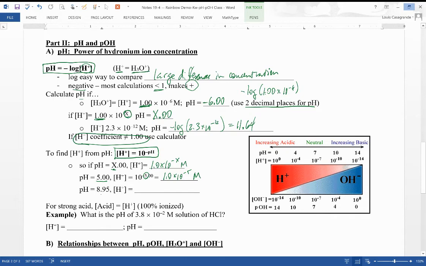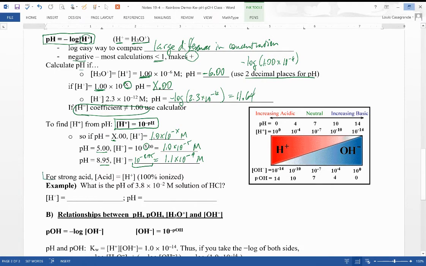If the pH doesn't have a 0.00 there, then again, we can't leave this as 10 to the negative 8.95. That really doesn't mean anything to us. You've got to do the math on this one. So set that up in your calculator, 10 to the negative, don't forget to put that negative in there, 8.95. And we're going to get 1.1 times 10 to the negative 9 molar. So that's how we do these pH calculations.